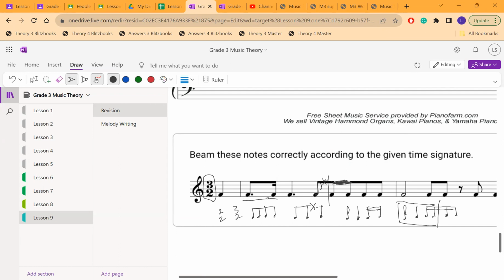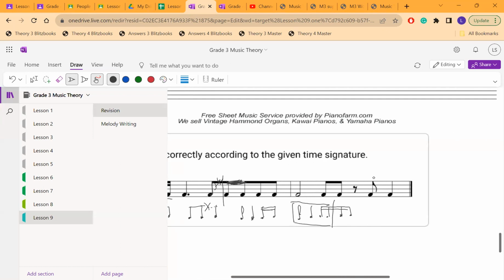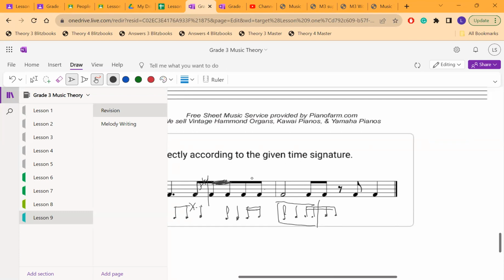What if I separate the last one? Like, am I able to separate here? Yeah. No. Quaver 4. So consecutive quavers are grouped in 4.